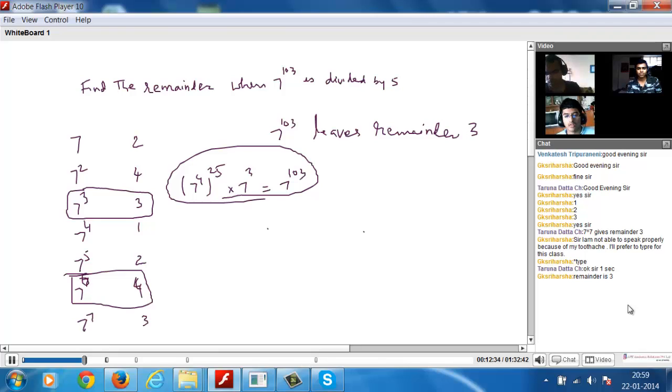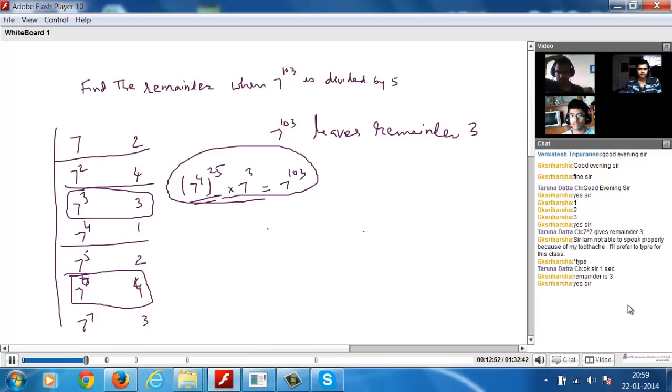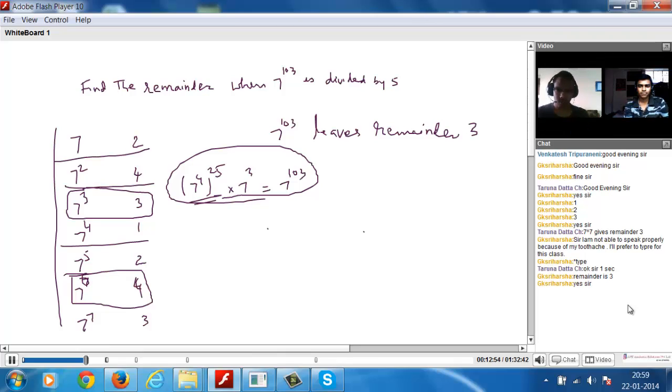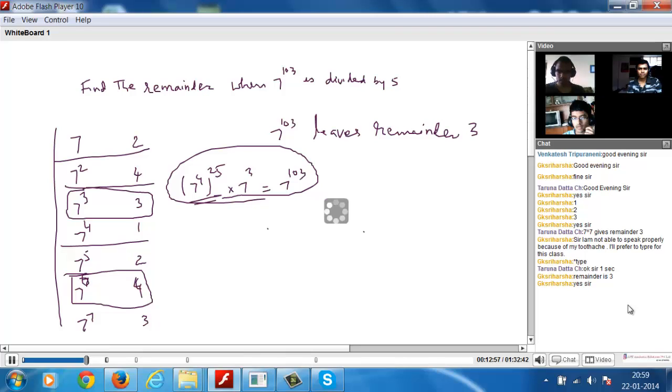So in that case, 7 power 6 leaves remainder 4, and 7 power 7 must not leave remainder 4 if it follows the pattern. Yes, sir. 7 power 6 leaves 4 and 7 power 7 leaves remainder 3. Fine, so this part is correct.